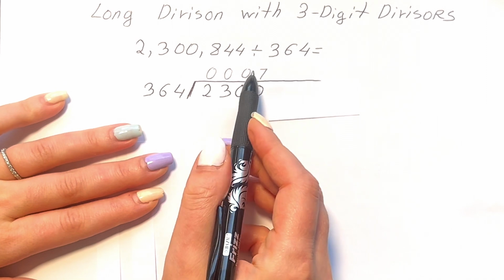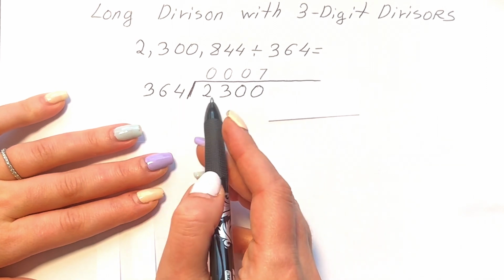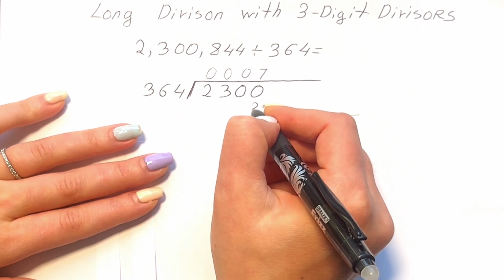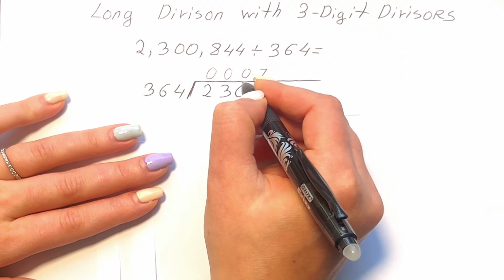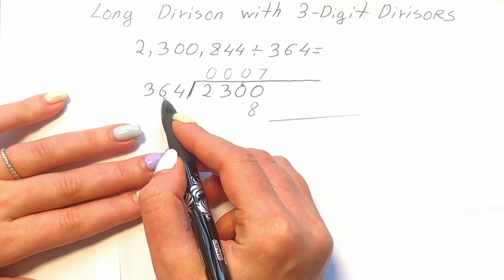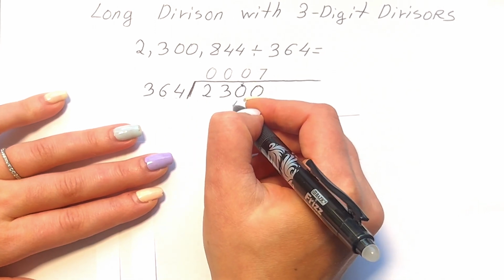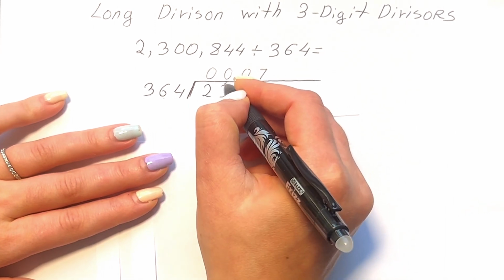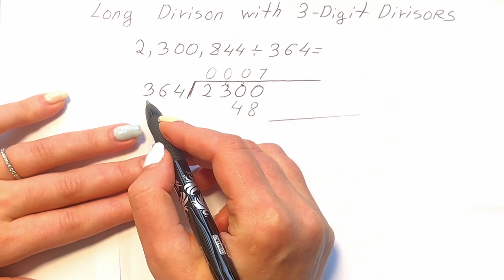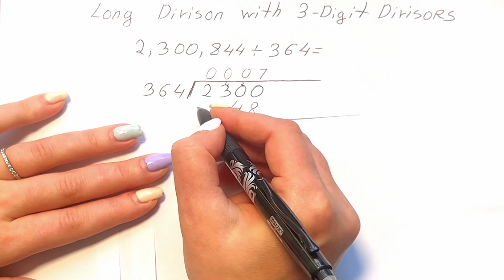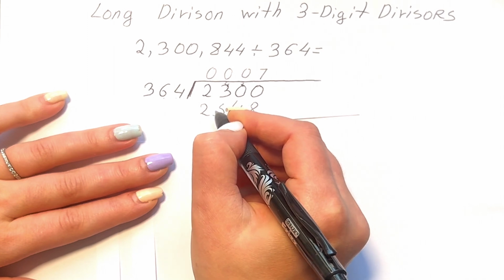Now we have to check if 7 is working. 7 times 4 is 28. I'm gonna put the 8 and carry 2. 7 times 6 is 42. 2 more will be 44. 7 times 3 is 21. 4 more will be 25.